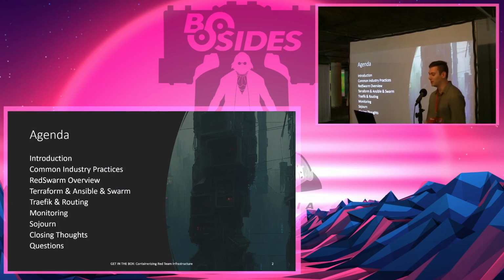So briefly, real quick, we're going to do a quick introduction. We'll talk about some common industry practices, specifically around red team infrastructure. We're going to talk about Red Swarm, which is a creation that we have automating and building out the red team infrastructure. We'll talk about Terraform, Ansible, and Docker Swarm. We'll hit on traffic and routing, which is what we're using on the back end. We'll discuss monitoring when it comes to your infrastructure. And then we'll touch on a piece we're calling Sojourn and have some closing thoughts and any questions.